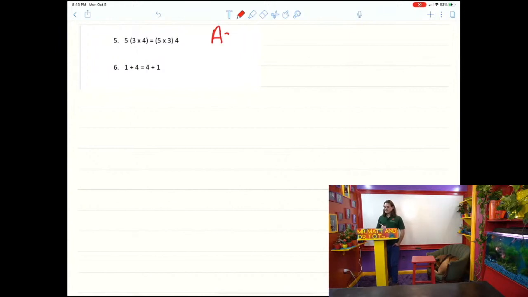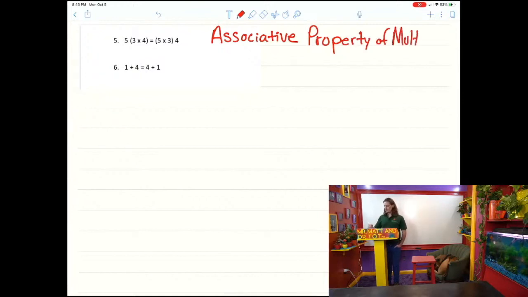For number 6, we have 1 plus 4 is equal to 4 plus 1. So we're adding here, so this is some property of addition, and it's telling us that the order doesn't make a difference. So this is the commutative property of addition.